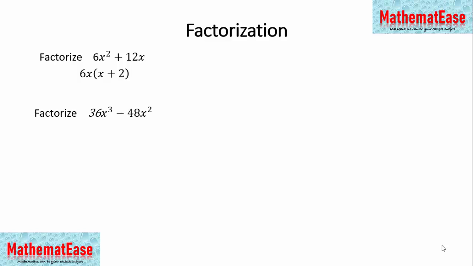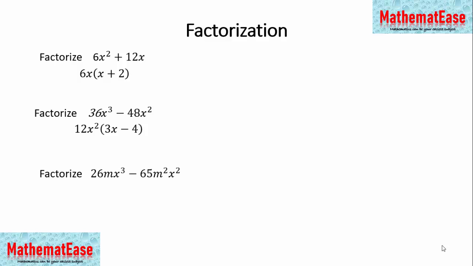Another one. 36x cubed minus 48x squared. In this place, if you look at this question, what can go in 36? The highest factor that can go in 36 and 48. Then x can go in x squared, can go in x cubed, and x squared can go in x squared. So if you look at 36 and 48, 12 can go in both of them. So I pick 12x squared. So 12x squared divided by 36x cubed, I have 3x. 12x squared divided by minus 48x squared, I have minus 4. So this is the answer for that.